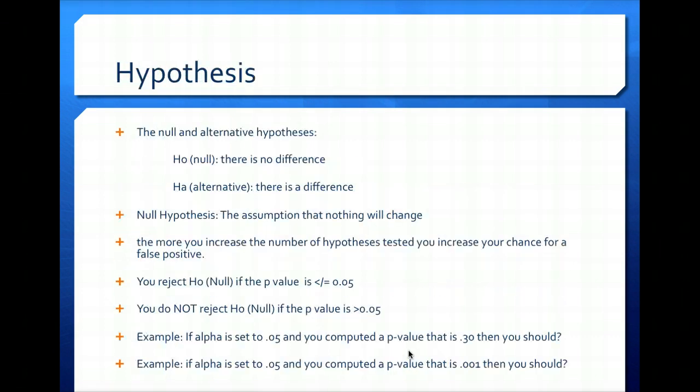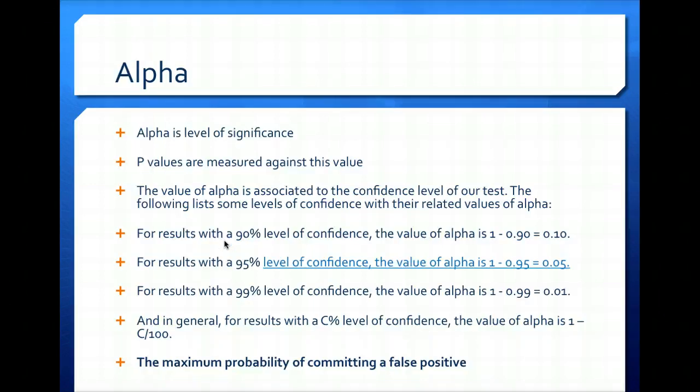Now, we talk about alpha. As you can see, it's alpha when we're talking about your hypothesis. But what is alpha? Alpha is the level of significance. P-values are measured against this value. So the value of alpha is associated with the confidence level of our test. I'll give you an example, and remember this is an arbitrary number.